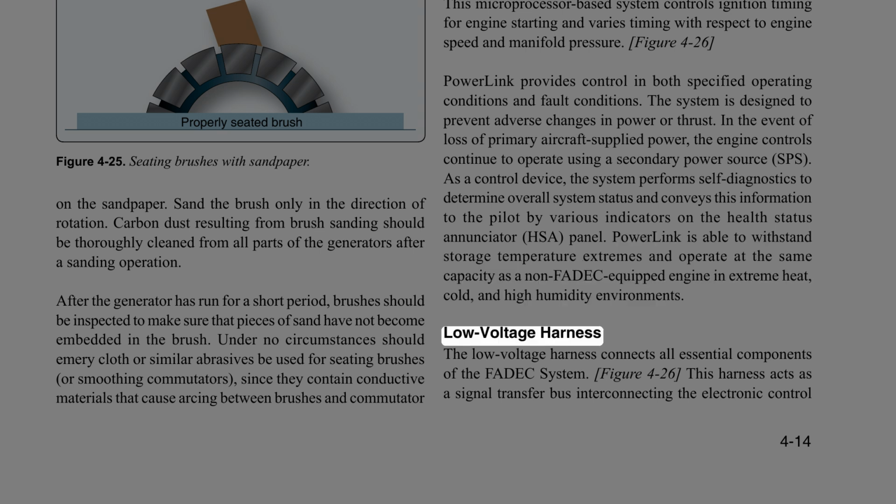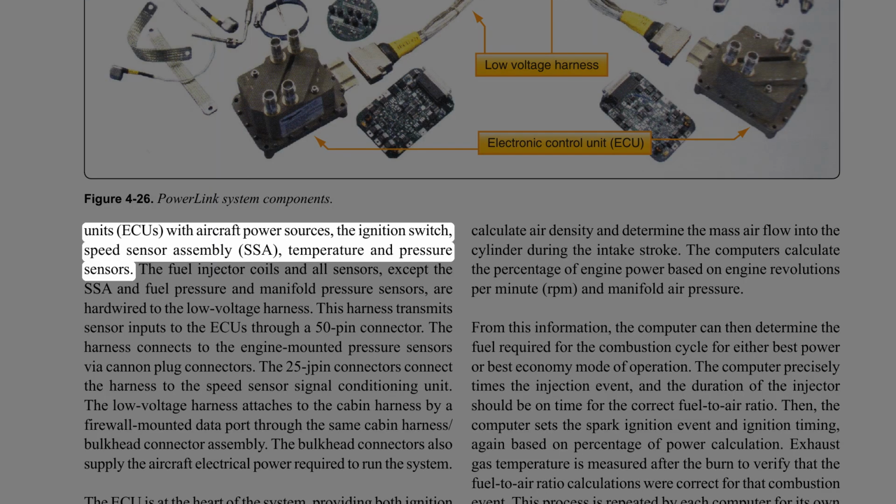Low voltage harness. The low voltage harness connects all essential components of the FADEC system. This harness acts as a signal transfer bus interconnecting the electronic control units, EICAS, with aircraft power sources, the ignition switch, speed sensor assembly, SSA, temperature and pressure sensors.